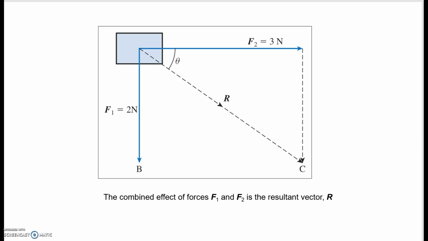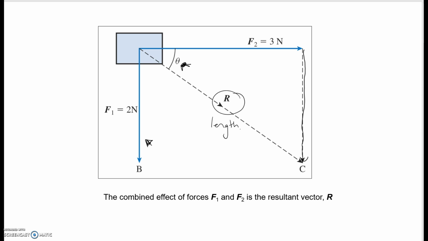So what we can do is take F1, which is here, and move it so that it starts at the tail of the other one, and then look at the resultant vector. So now we have the triangle that we looked at before. To describe it, we need to find the angle and its length, its modulus, its magnitude.